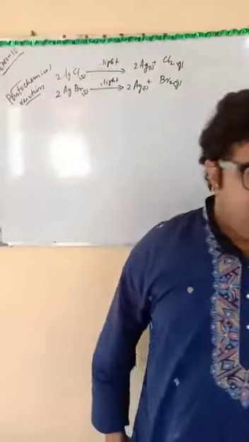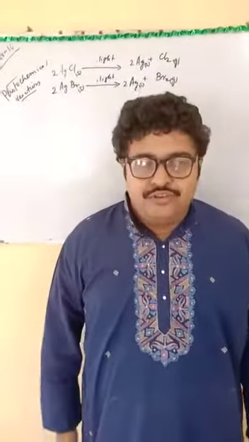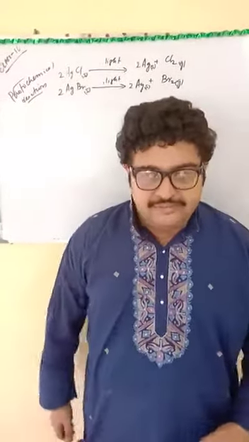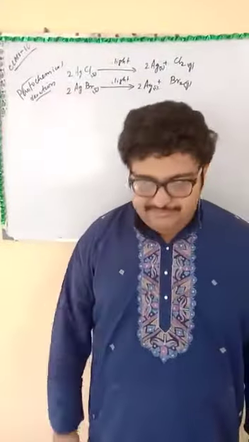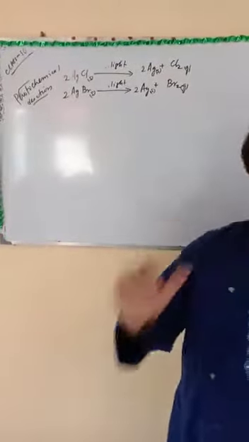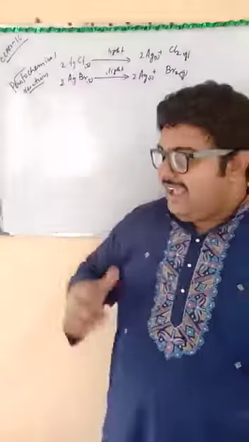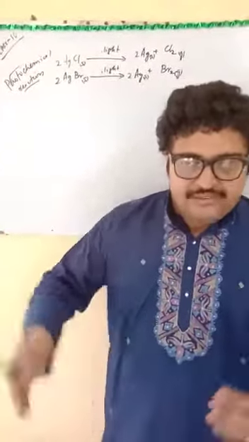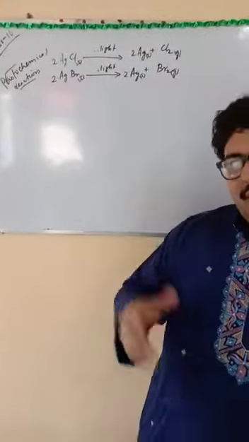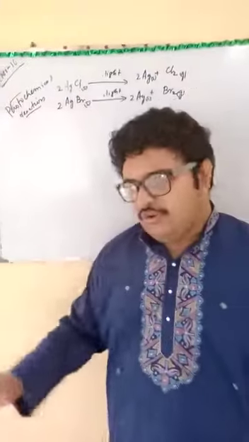So endothermic reactions are those reactions which absorb heat. How will you understand? When a substance is absorbing heat, it will appear colder. The system will become colder. And exothermic reaction is the reaction which releases heat. It releases the heat. So it appears to be hotter.